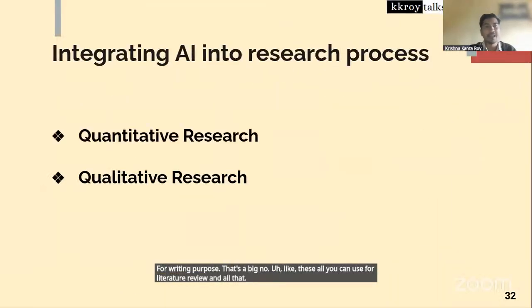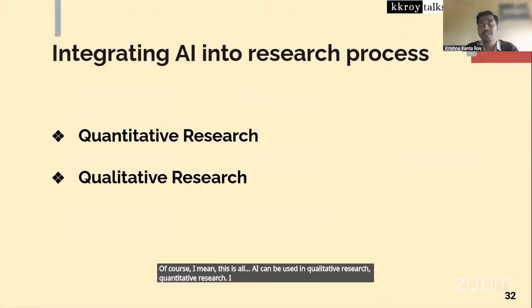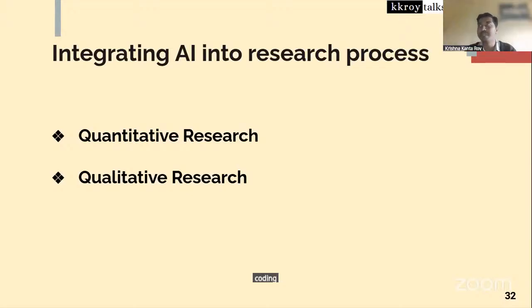Of course, all this AI can be used in qualitative research and quantitative research. Those who want to do coding, where you have a lot of information, a lot of transcripts, you want to do coding like in qualitative research, you can definitely use AI. You want to do quantitative research? Yes, definitely, it works very nicely.